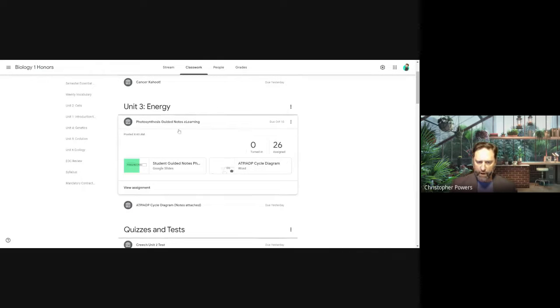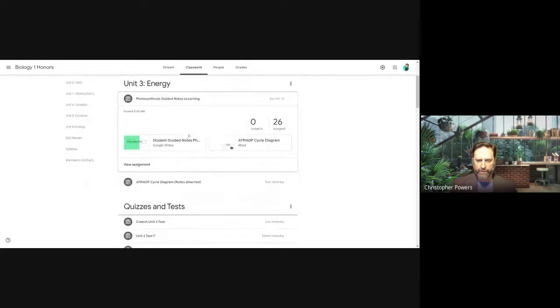Student guided notes. Where do you find this stuff? Of course, like always, we have the Google Classroom. I'm going to go ahead and present a tab for you. Your Google Classroom, and all three classes that I have today should have this. All right, your photosynthesis guided notes, for e-learning. So you should see this in Unit 3 Energy. It should be pretty much close to the top.